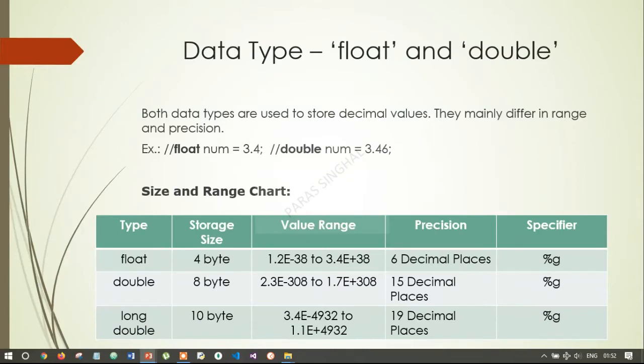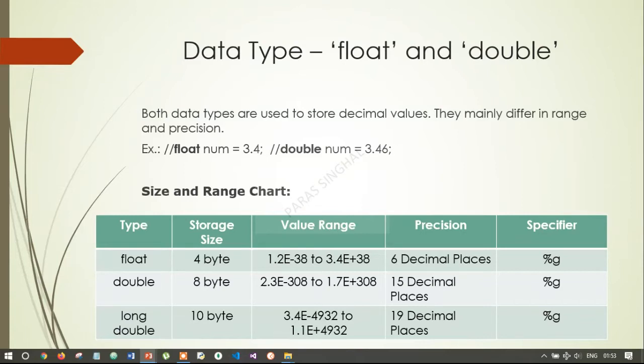Next one is float and double. These are somewhat the same. Both data types are used to store decimal values. They mainly differ in range and precision. You can see an example. They both look the same: float num equal to 3.4 and double num equal to 3.46. They both look the same, but there is difference in storage size, value range, and precision.